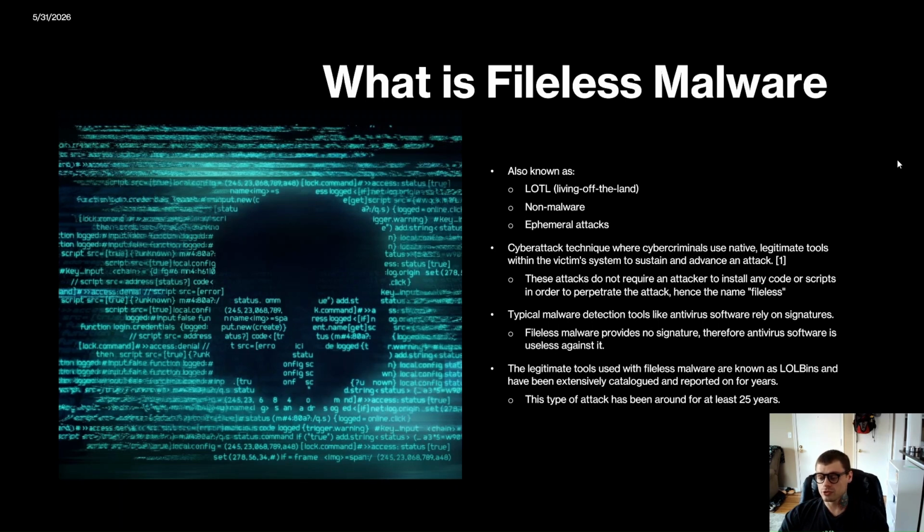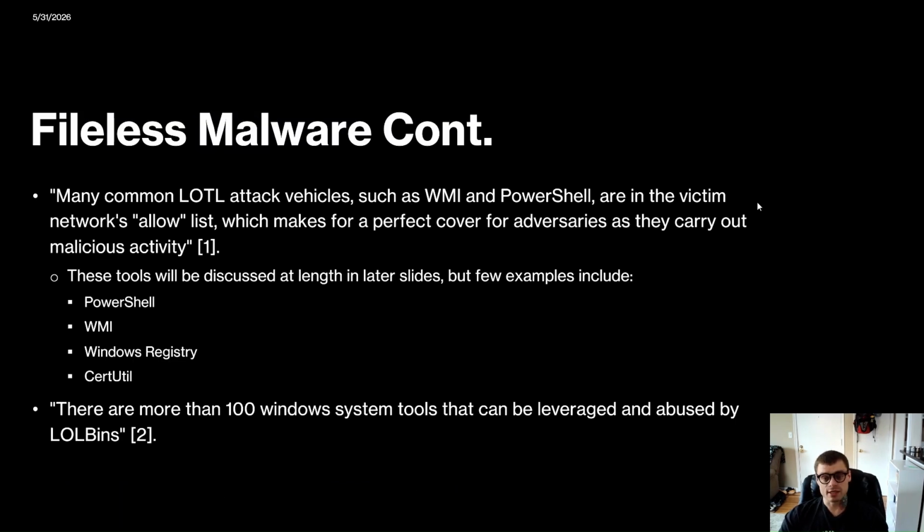The legitimate tools used with fileless malware are known as lolbins and have been extensively cataloged and reported on for years. This type of attack has been around for at least 25 years. Fileless malware continued. Many common living off the land attack vehicles such as WMI and PowerShell are in the victim network's allow list, which makes for a perfect cover for adversaries as they carry out malicious activity. These tools will be discussed at length in later slides, but few examples include PowerShell, WMI, Windows Registry, and CertUtil. There are more than 100 Windows system tools that can be leveraged and abused by lolbins.